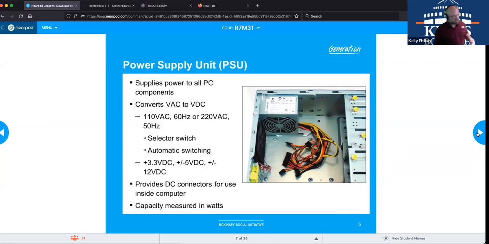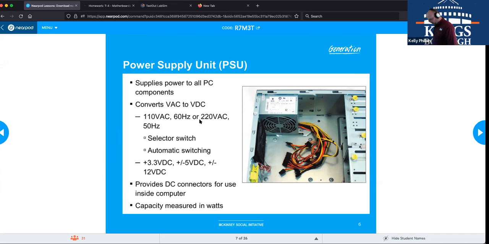Mm-hmm. So, again, as we talked about, 110, 220, those are your standard voltages. On the back of your power supply, there's a little red switch. Because we don't want to make two different power supplies. We can just make one, right? Put a little switch on the back. That little switch can set the voltage to 110 or 220, so it knows what it's going to receive.